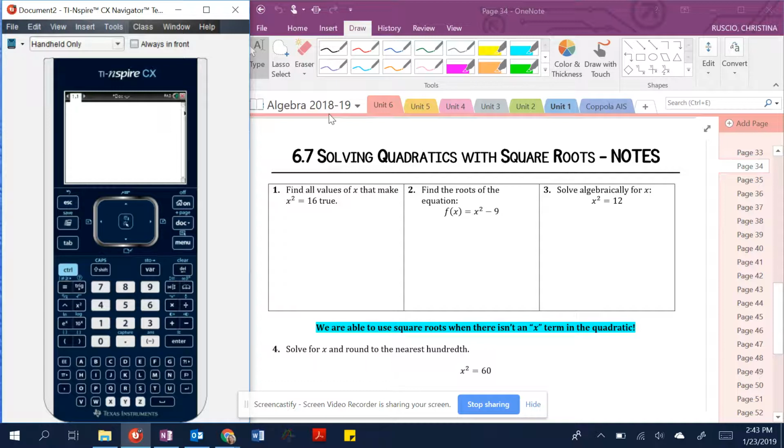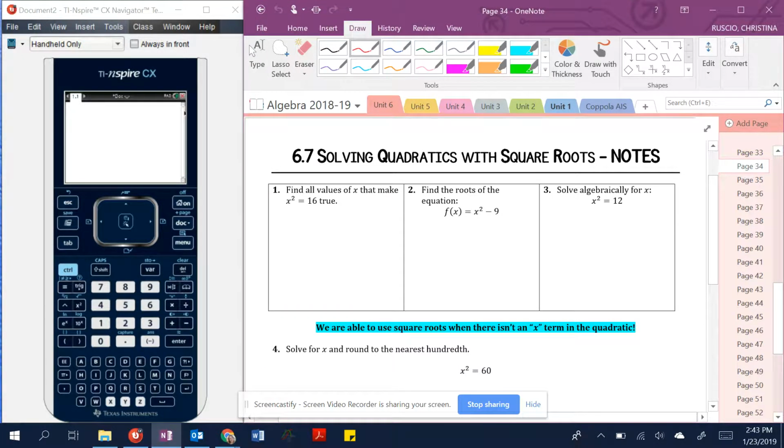This is a super fun topic. What we are definitely going to use is our calculators, so be prepared. As Scar would say... Did you like my Disney reference? That was amazing. Okay, so number one, find all values of x that make x squared equals 16 true.